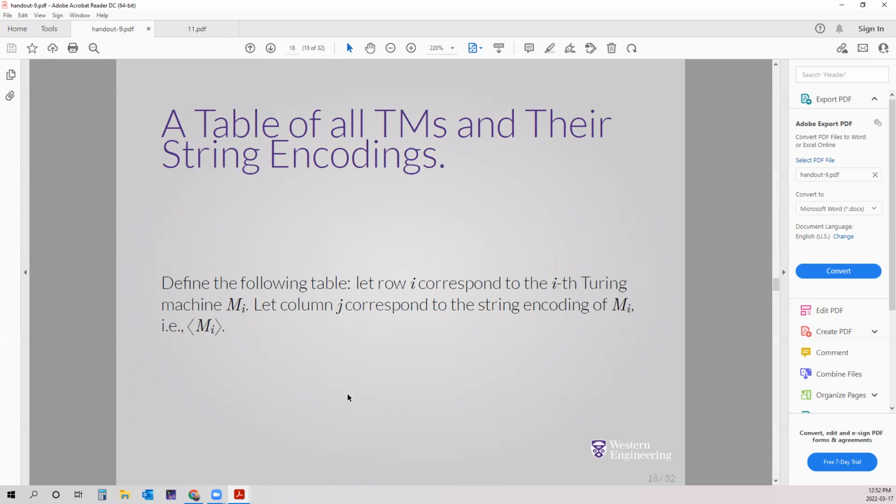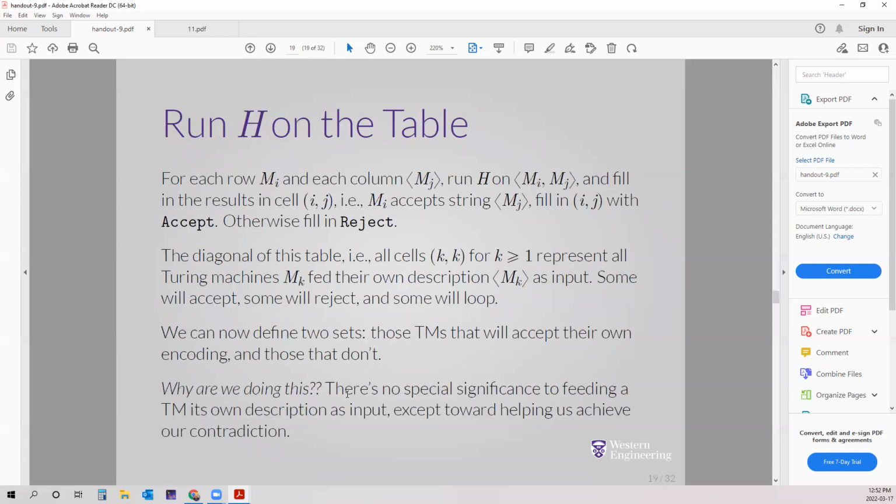A table of all TMs and their string encodings. Define the following table. Let row i correspond to the ith Turing machine Mi, and let column j correspond to the string encoding of Mj, like M1, M2, M10, whatever. Run H on the table, the program. We call the program H. For each row Mi and each column Mj, run H on Mi and the encoding of Mj. I will explain it more clearly later with the class notes. Fill in cell (i, j) with accept, otherwise fill in reject.